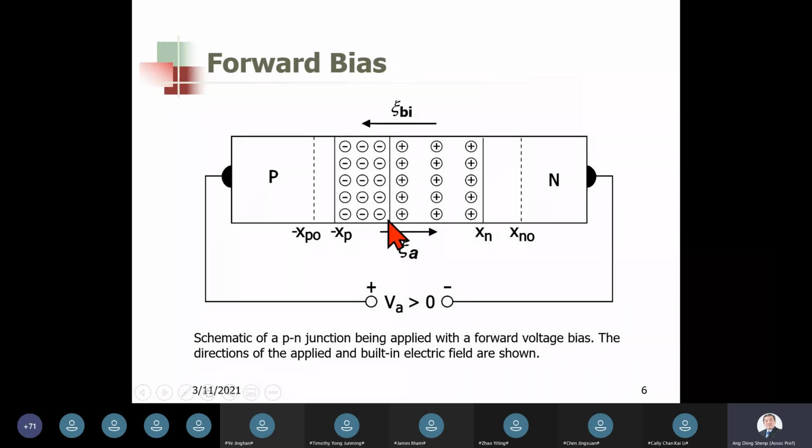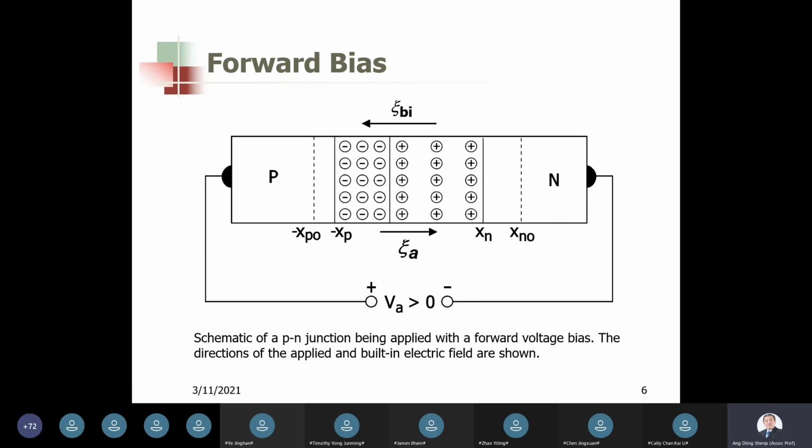Remember, the origin is at the metallurgical junction. All right, so similarly, Xp is now smaller than Xp naught. And the reduction in the width of the space charge region is simply because now we need only a lesser amount of space charge to support the smaller junction electric field under forward bias.